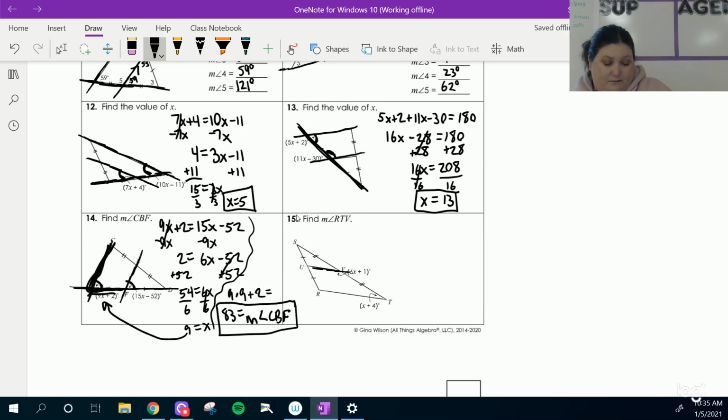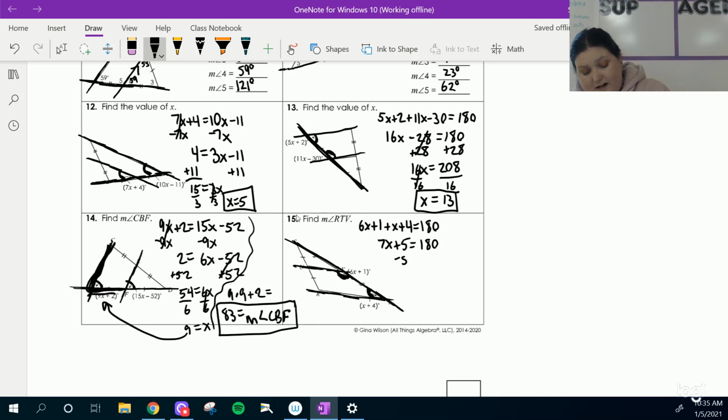And our last problem, here's my parallel lines, here's my transversal, so here's my angles. Those two angles are same side interior, which means they add up to 180. So I have 6x plus 1 plus x plus 4 is equal to 180. So I'm going to combine my like terms. I get 7x plus 5 is equal to 180. We subtract 5 from both sides, and we get 7x equals 175. Then we divide by 7 on both sides, and I get x equals 25.